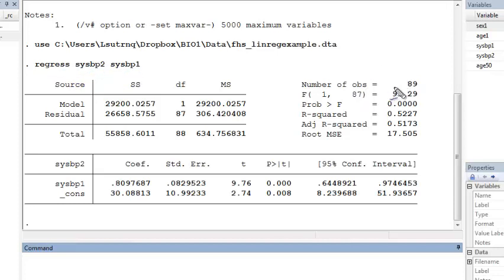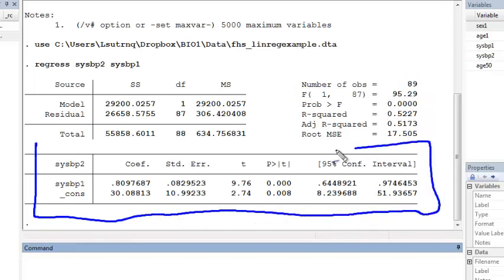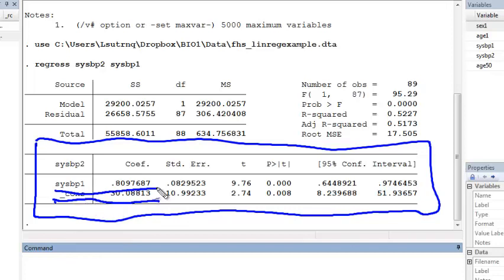Important information from the output includes the sample size, which in our case is 89, corresponding to the number of observations. Additionally, we want the regression coefficients, which are all contained in this box. The coefficient corresponding to the underscore CONS, or the constant term, is 30.1. The coefficient for systolic blood pressure at baseline, which we've also called the slope parameter, is 0.81.